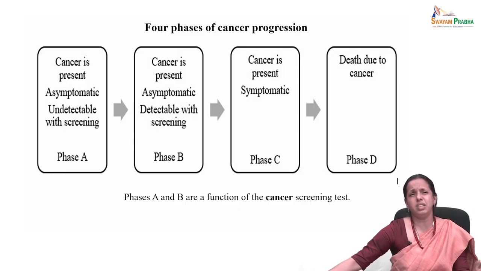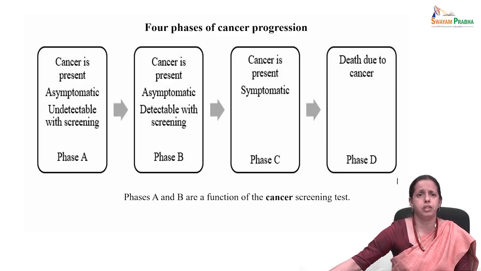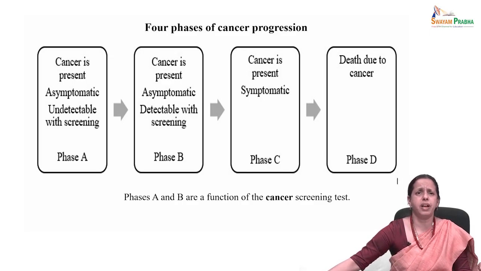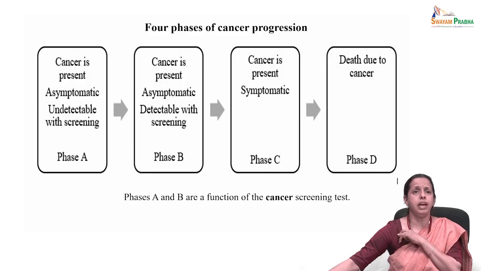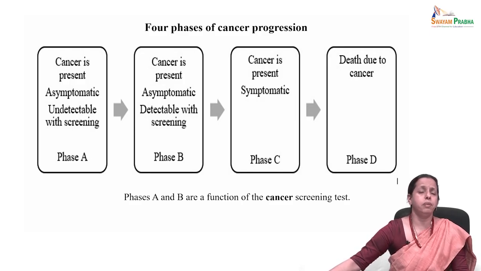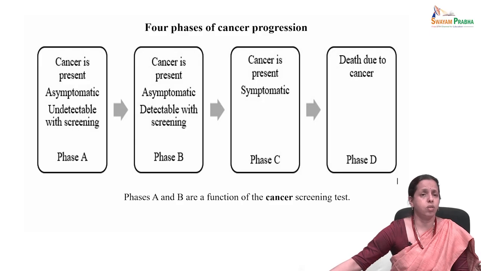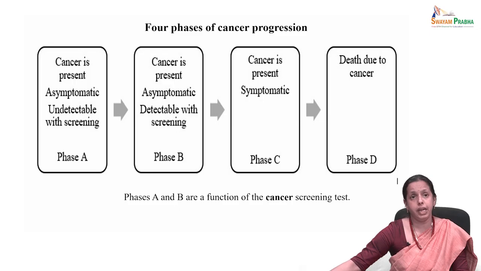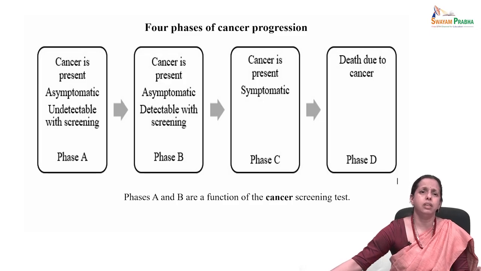Now, at a lower level of representation, here are your four phases of cancer progression. In phase A, the cancer is present, but the patient is totally asymptomatic and it is not detectable with regular screening technologies or tools available. When you come to phase B, the cancer is still present and the patient is still asymptomatic, but it could be detected with screening. Now coming to phase C, the cancer present is symptomatic.